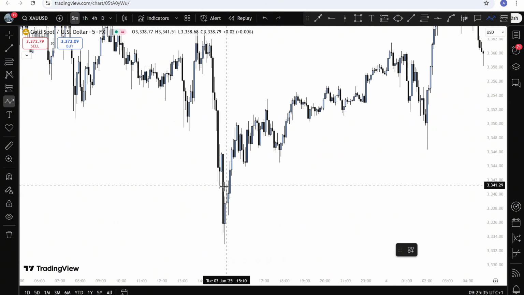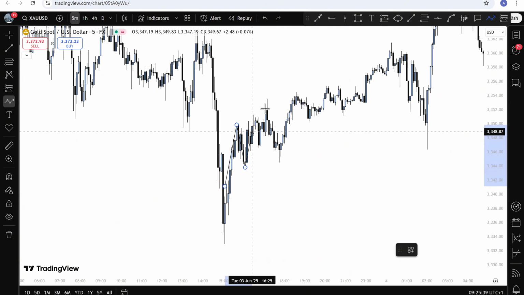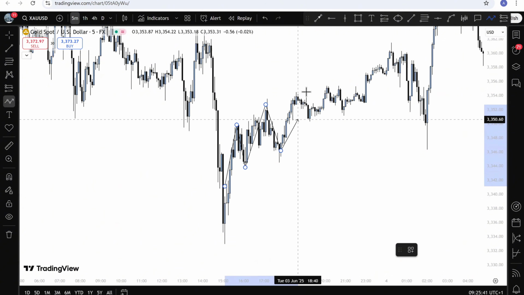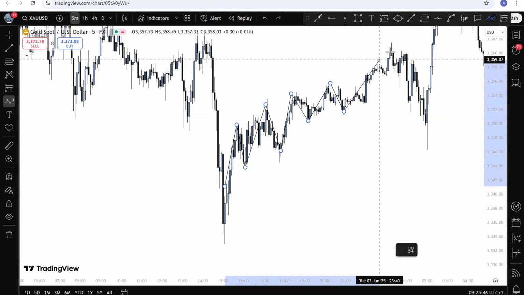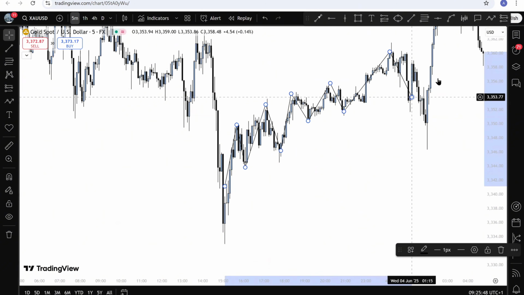So right now, price was heading to the upside. Price gave us a bullish move, which is a higher high, higher low here. We have a higher high and a higher low still, a higher high and a higher low here, a higher high and a higher low. And also we have a higher high before this dirty move, you feel me?